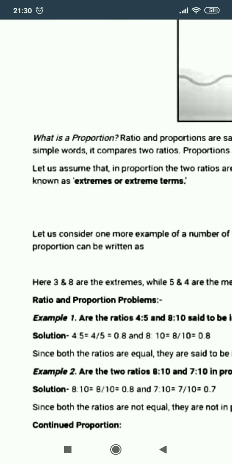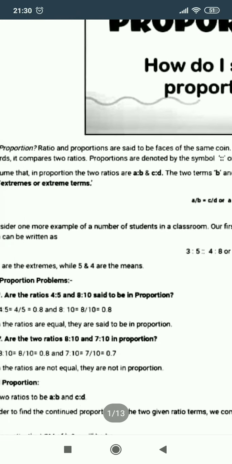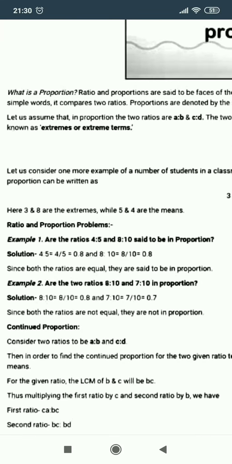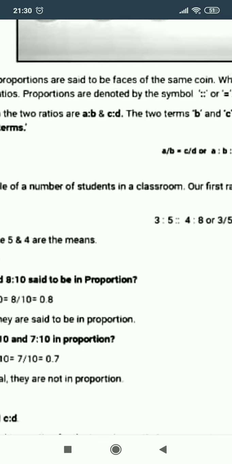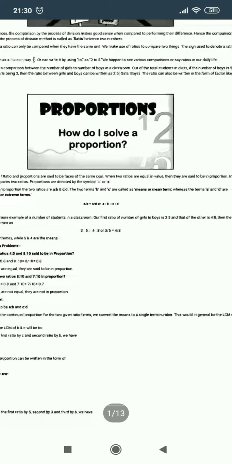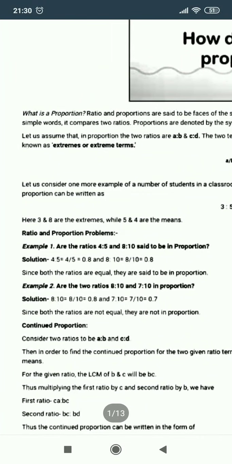Proportions are denoted by four dots in this manner, or equal to in some cases. Let us assume that in a proportion the two ratios are A is to B and C is to D. The two terms B and C are called means or mean terms, whereas A and D are called extremes or extreme terms.